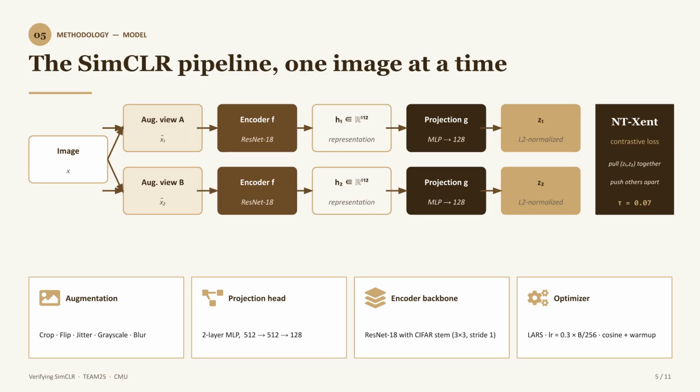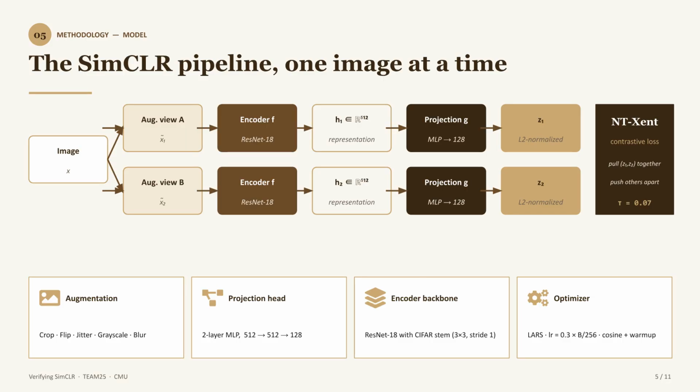So we take one image and make two augmented versions of it. Both augmented versions go through the same ResNet-18 encoder with a CIFAR-adapted stem, which gives us a 512-dimension representation for each of them. Then those representations go through a small projection head that maps them down to 128 dimensions and then normalizes them. The NT-Xent contrastive loss pulls the two views of the same image together in that embedding space and pushes every other image in the batch apart, and we scale this by a temperature parameter of 0.07.